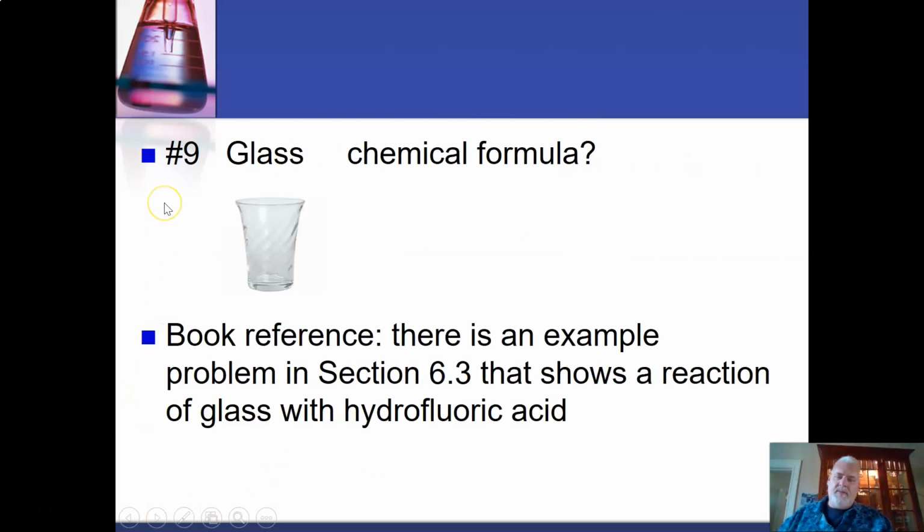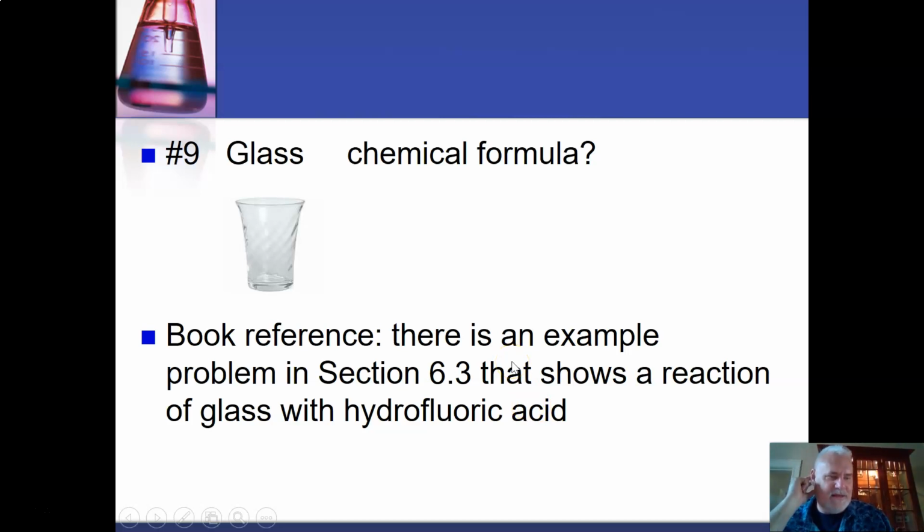Okay, now for number 9, it talks about glass and the chemical formula of glass. So this one you're going to have to look up. There's quite a bit of homework if you're shooting for the A and you're shooting for really doing some things to raise your grade, because these are going to be worth a lot of points. And all these sections, and if you want to get this one right, you're going to have to look this up. There's an example problem in section 6.3 that shows a reaction of glass with hydrofluoric acid.